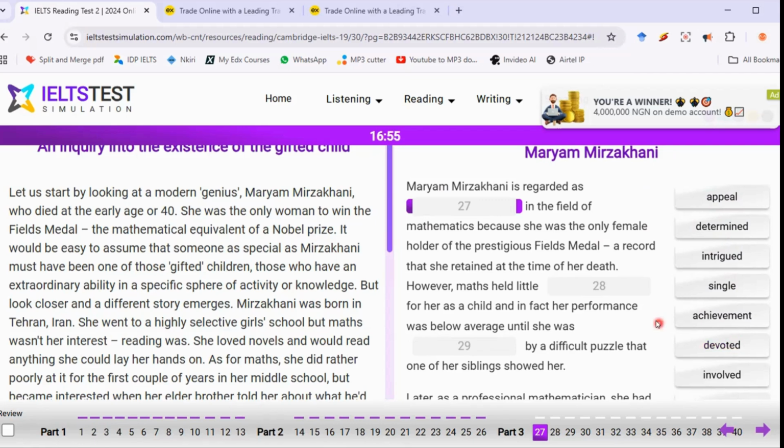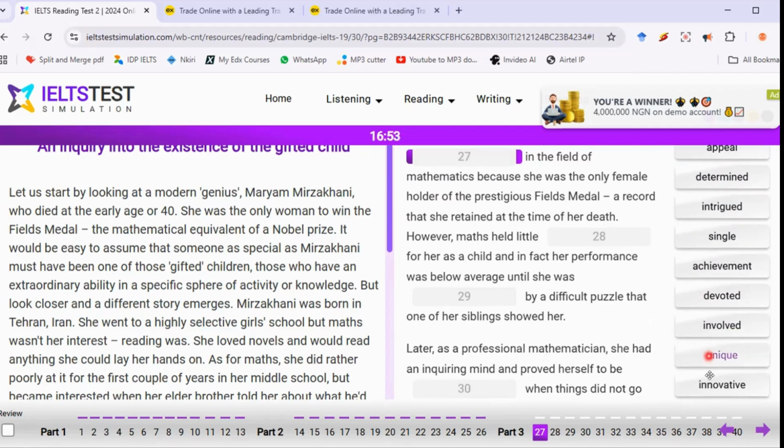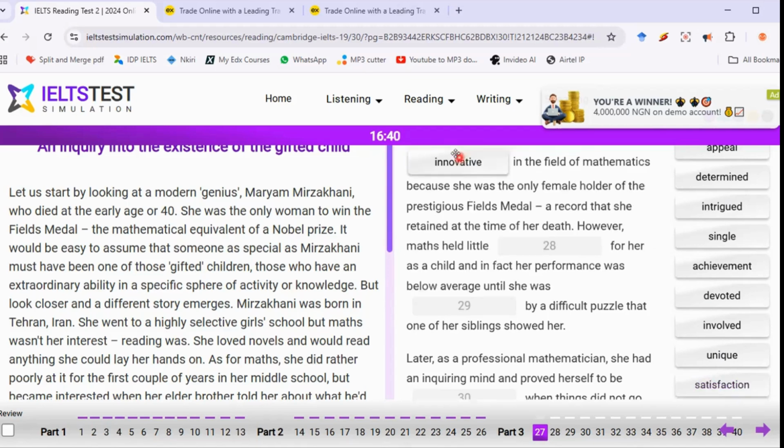Devoted seems to be a good answer. Unique. Innovative. The answer is either going to be innovative or devoted. Let me pick. You see the way I'm dragging the answer? I'll now come and drop it inside the box. That's how this one works. So you drag your answer and drop it there.